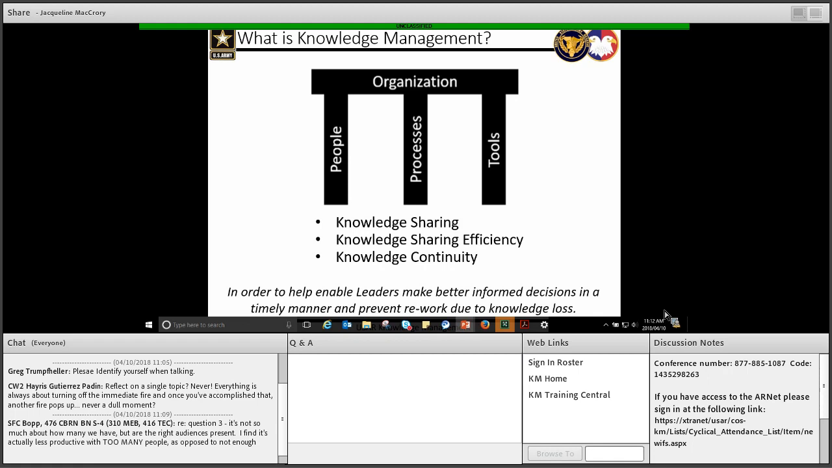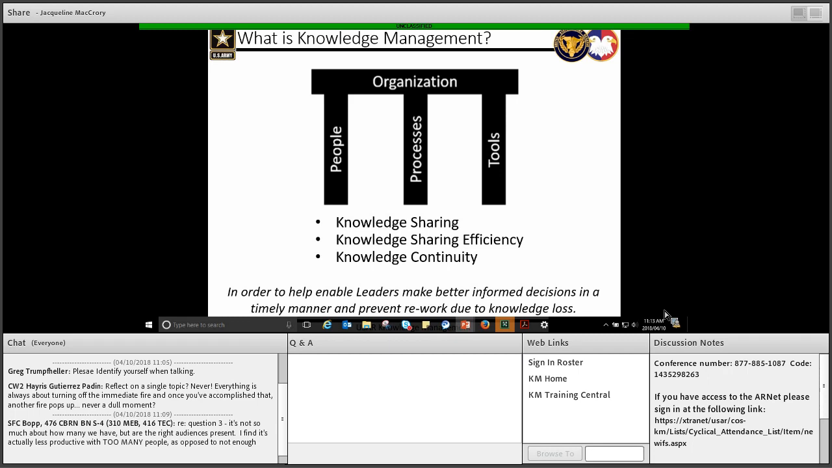Relationships are built on trust. If there's not trust, then you don't have those relationships there. If there are no relationships, then there's no culture. When we refer to processes here, we're talking about how we do what we do, how things are done in the organization. And tools refer to anything that's used in order to conduct those processes. For example, SharePoint, APAN is a tool that we're using today. MilSuite we also use, and that's how we collaborate and get information out there and disseminate it.